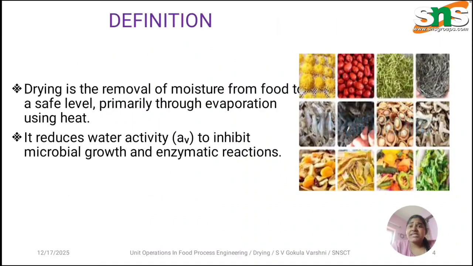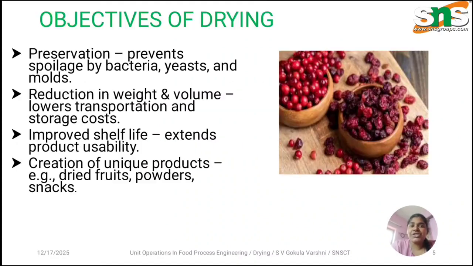Drying is defined as the removal of moisture from food to a safe level, mainly by evaporation using heat. The main aim is to reduce the water activity, also called aw, which helps in inhibiting microbial growth and enzymatic reaction. By lowering the moisture, food becomes more stable and safe for storage.